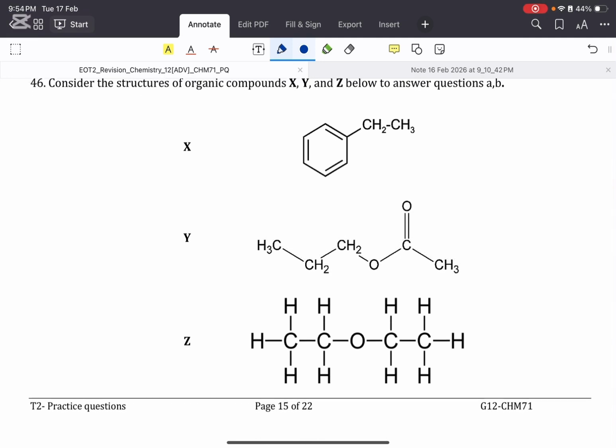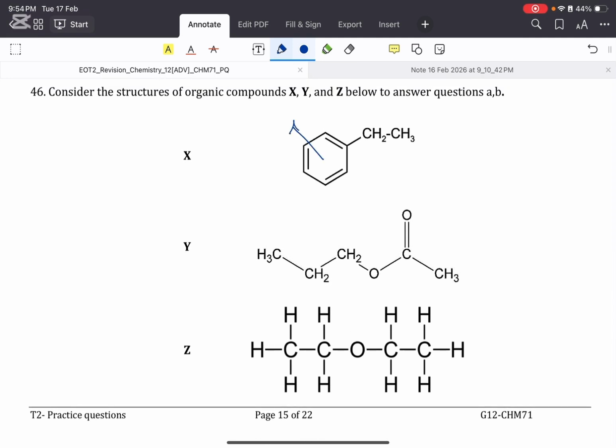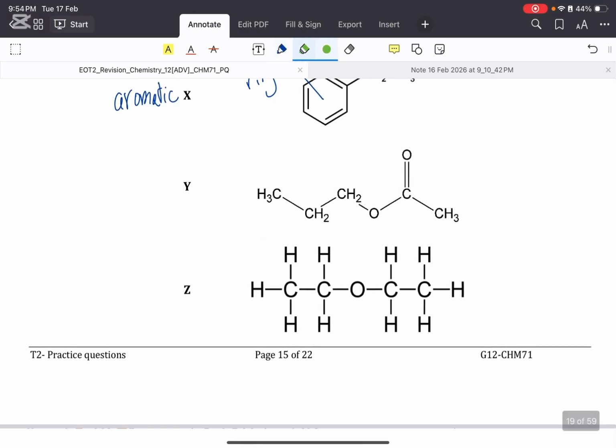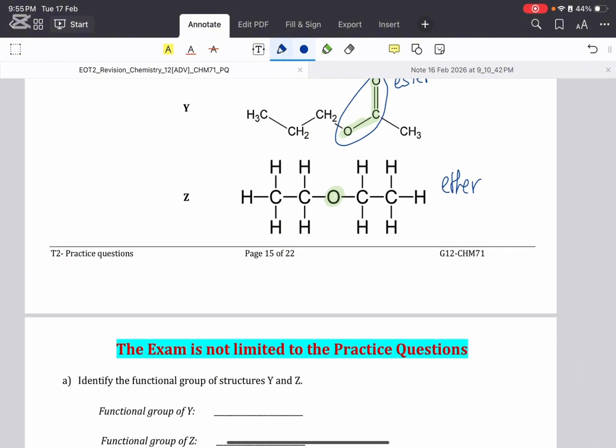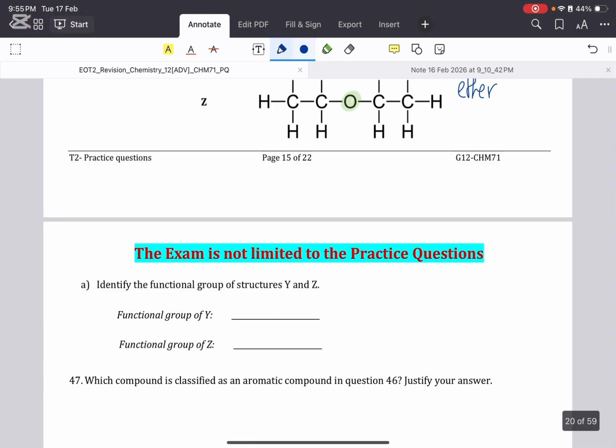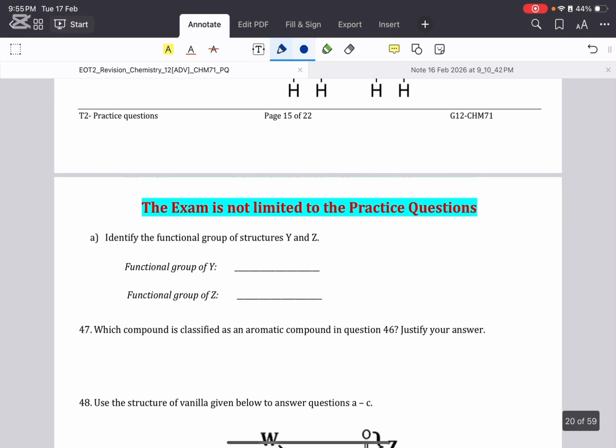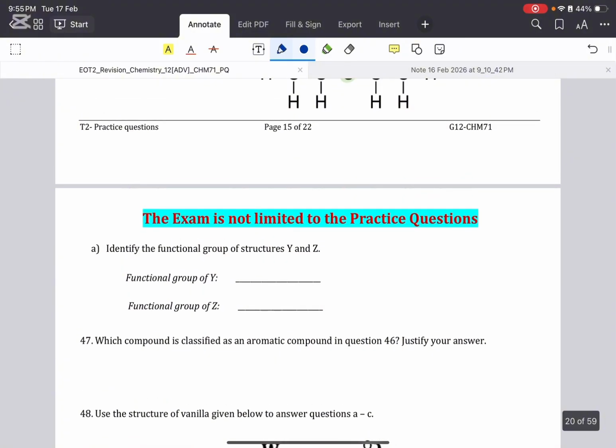Now let's look, before we start answering the questions, let's look at what we have. That's a benzene ring. So if they ask me if this is an aromatic compound, X is aromatic. Now, always highlight the functional group so that you can pay attention to it. That's a carbonyl and an oxygen. That is the functional group of ester. And here I only have oxygen between carbon chains. That is an ether. So identify the functional group of Y and of Z. Y is ester and Z is ether.